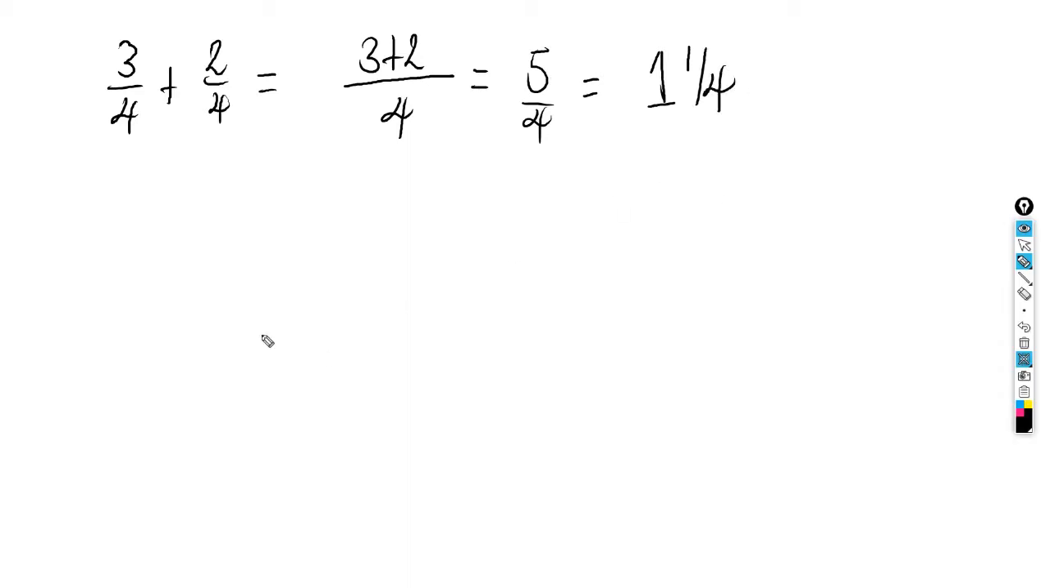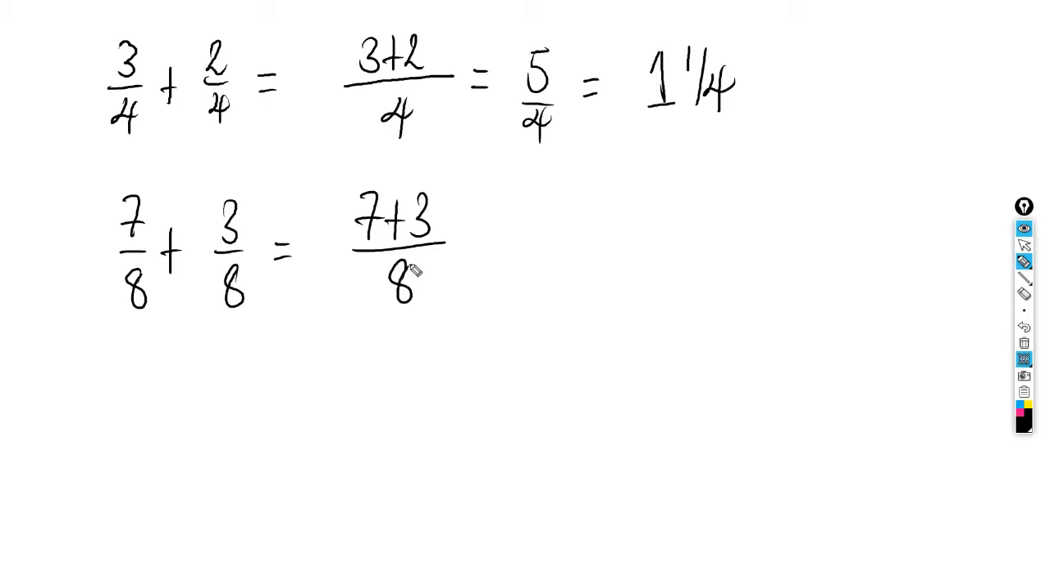Let's do one more example. Let's say we have 7 over 8 plus 3 over 8. So we're going to end up with 7 plus 3 over 8, which would be 10 over 8. But we want to write it in the mixed number form, so 8 goes into 10 one time and leaves a remainder of 2 over 8. So this is what a mixed number looks like. Let's do some examples and then we can move on to more difficult mixed numbers.